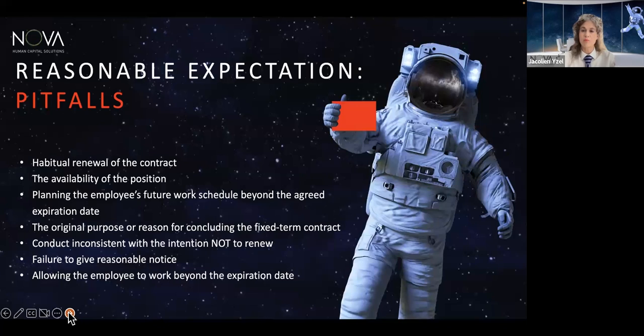or the other big pitfall is if you allow the employee to work past the expiration date. And this happens very often and very easily. Let's say everybody's very busy, production is pumping, the contract is supposed to end 30 November, and before you rub your eyes, it's 15 December.